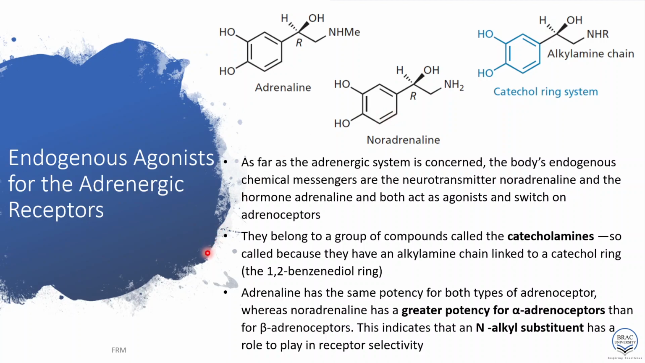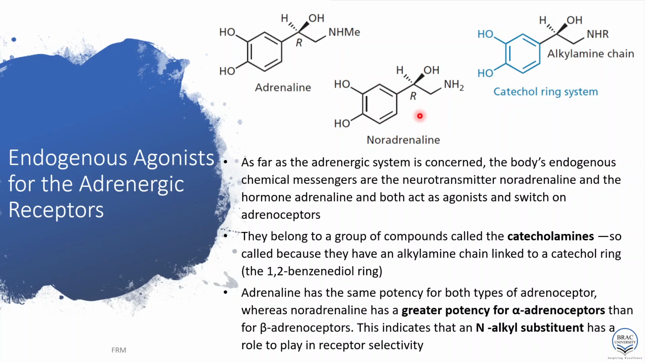So the important thing is that adrenaline has the same affinity for alpha receptors and beta receptors. But noradrenaline has more affinity towards alpha receptors than the beta receptors. Then what does that mean? That means that when you look at the structural difference between adrenaline and noradrenaline, you can see there's just one difference. That is this methyl group. Other than this, everything else is similar.